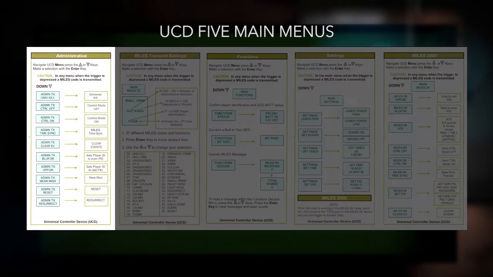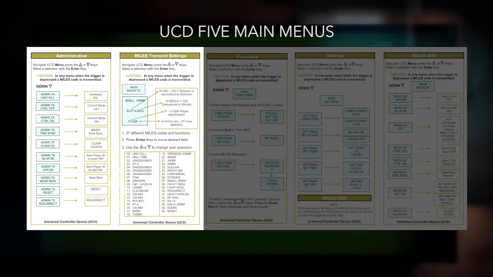Administration text is used to select and transmit Miles-specific commands such as Universal Kill, Control Mode On-Off, Time Sync, Clear Events, Blue 4, Op 4, Reset, Resurrect, or Near Miss. Miles text is used to input and send any Miles code sequence.